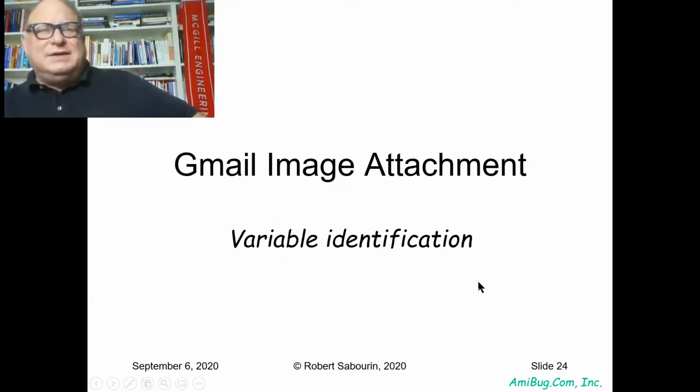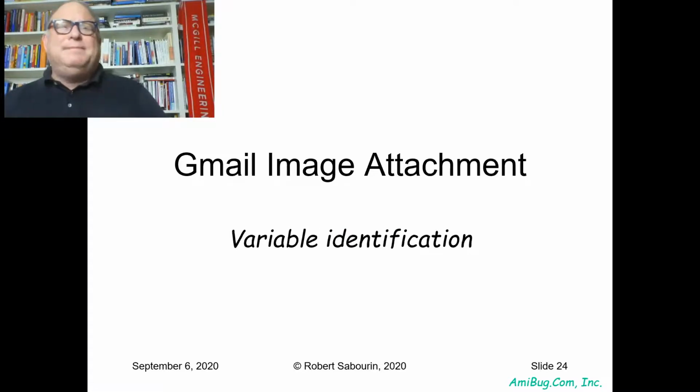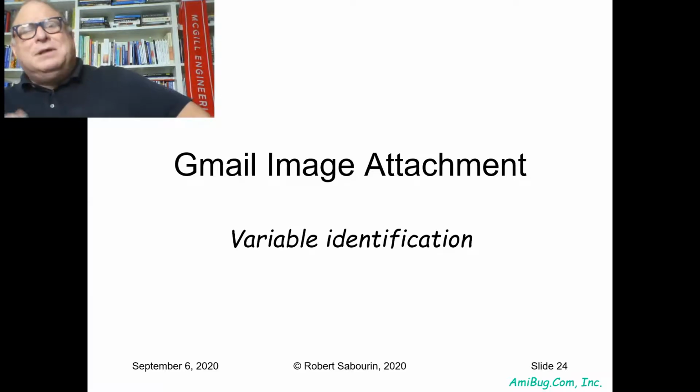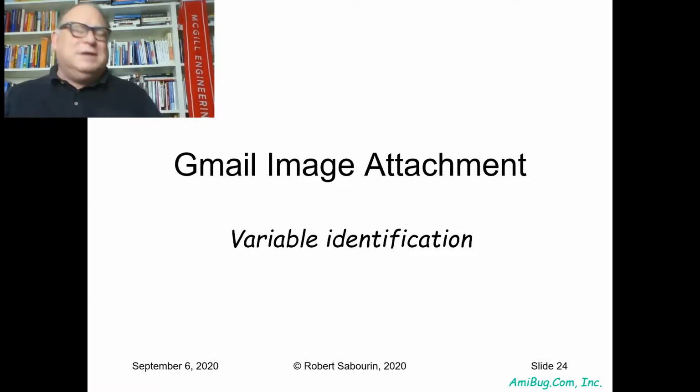Imagine another case here, so variable identification. Imagine you're sending an email via Gmail with an image attachment, and you're on a testing team. You've just added the feature of sending an email with an image attachment. That's a brand new feature. It's out there on the market. Everybody loves it. Okay, so you have to test the capability. Your test objective is confirming that we can actually send an email with an image attachment.